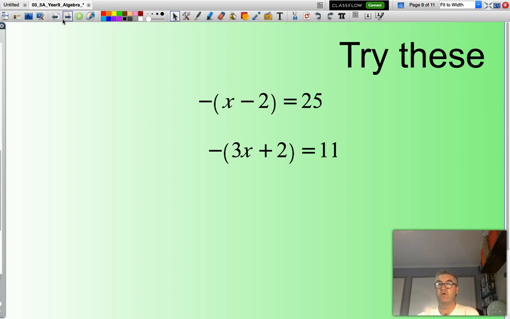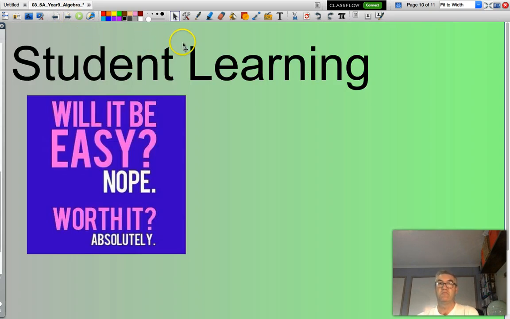Here are a couple of equations you may wish to try and see if you can solve, and something to think about. Well, algebra to some is not easy, but it's certainly worth it if you grasp the basic concepts.